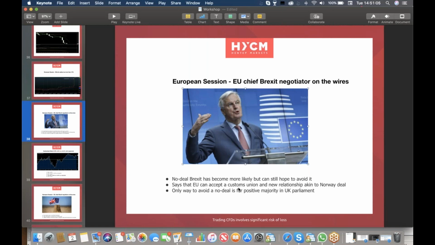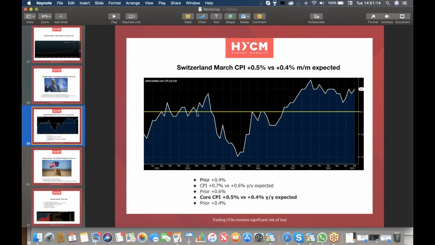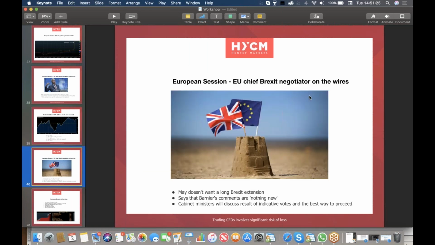So this is the EU saying we can accept a customs union, and the only way to avoid a no deal is a positive majority in the UK Parliament. So nothing really new from him. We had CPI data out of Switzerland. Because time is short, I won't labour on this. Not particularly important. Slightly better than expected inflation data, but well short of the 2% target, so nothing to get excited about.